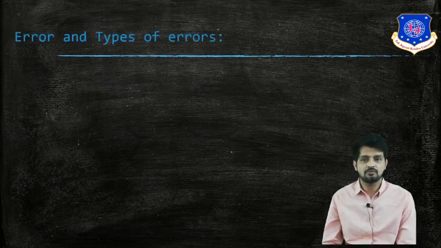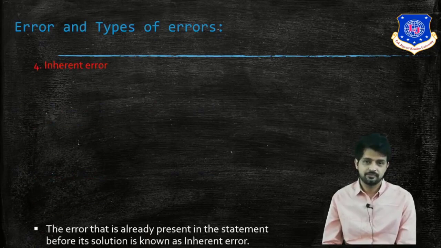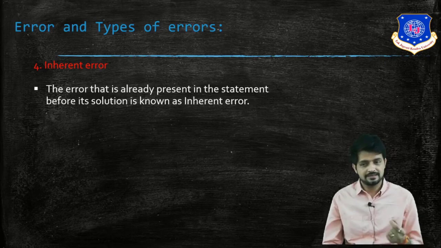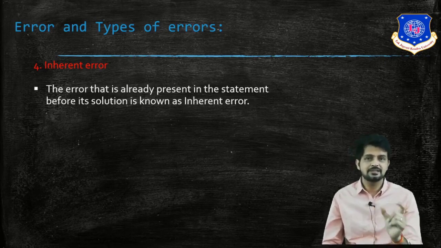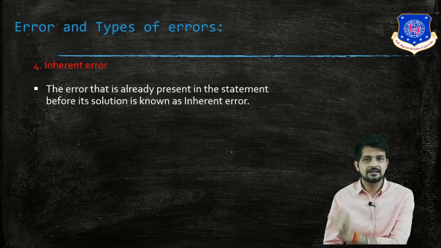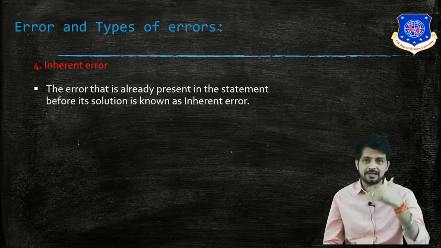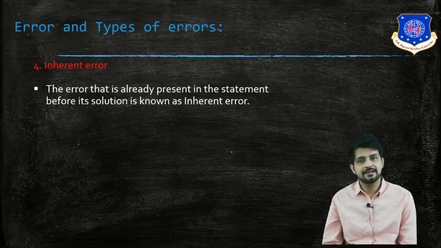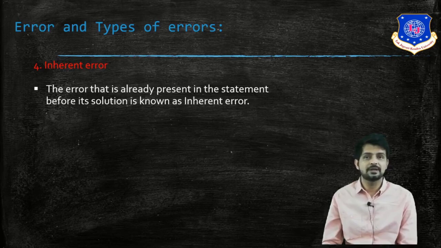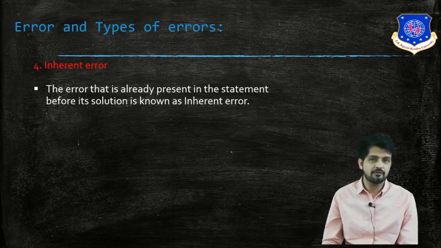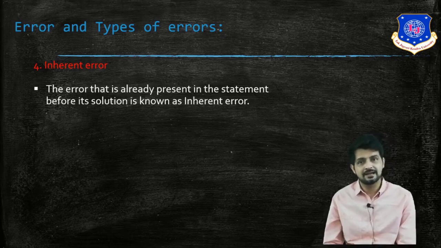Let us study one by one what is the meaning of inherent error. Now as the name suggests, inherent means what? Inherent means it is related with heredity, means it is already present. So the inherent error can be defined as the error that is already present in the statement before its solution. It's already present. You are not making any error in measuring, right? But the error is already present in the instrument. So error that is carried forward from one level to another level is known as inherent error.